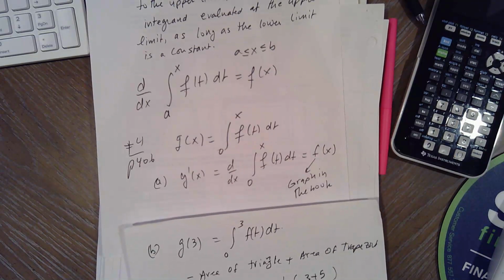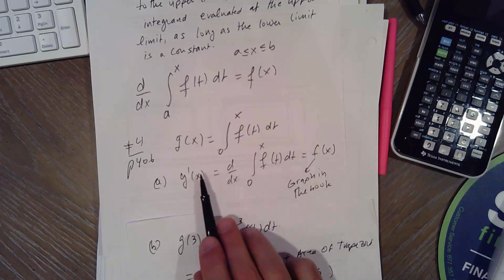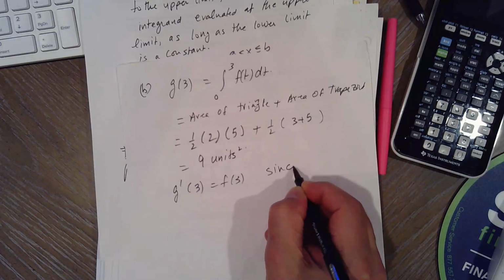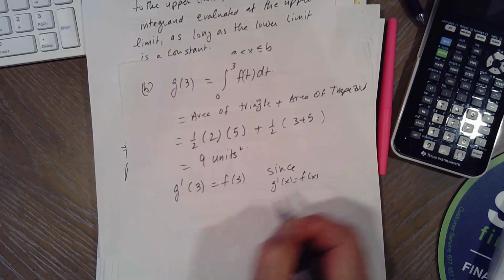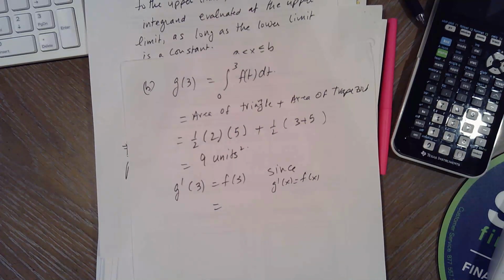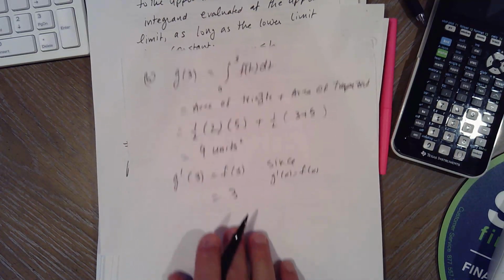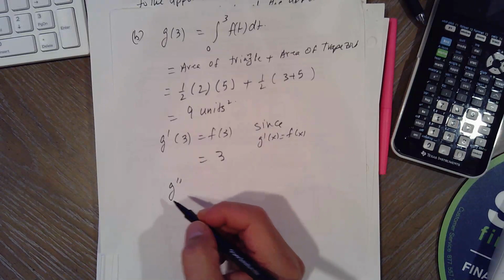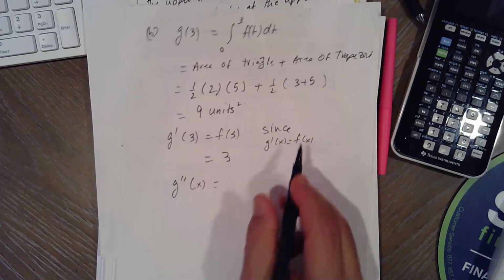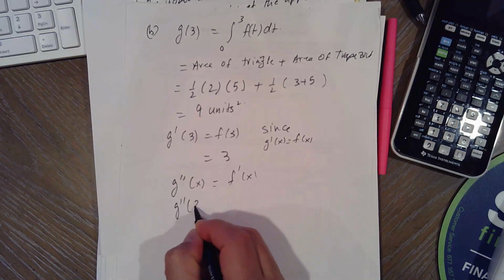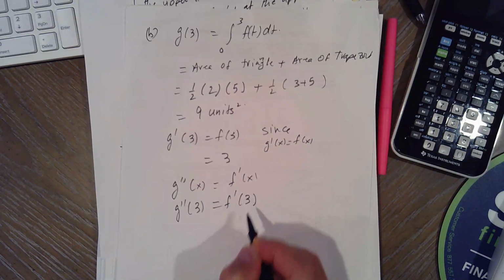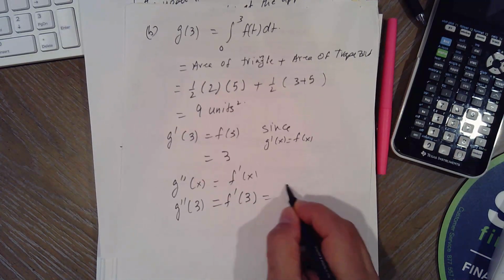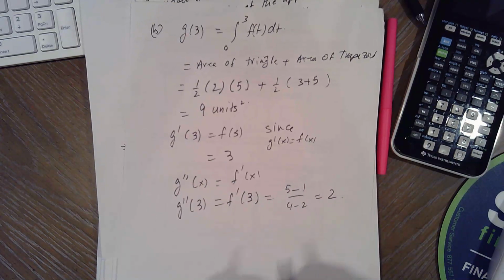And then g prime of 3. Remember, g prime of x is f of x, so g prime of 3 is f of 3, and f of 3 from the graph is 3. To find g double prime of 3, we need g double prime of x, which is f prime of x. So g double prime at 3 is the derivative of f at 3, the slope at 3, which is (5 minus 1) over (4 minus 2), which is 2.